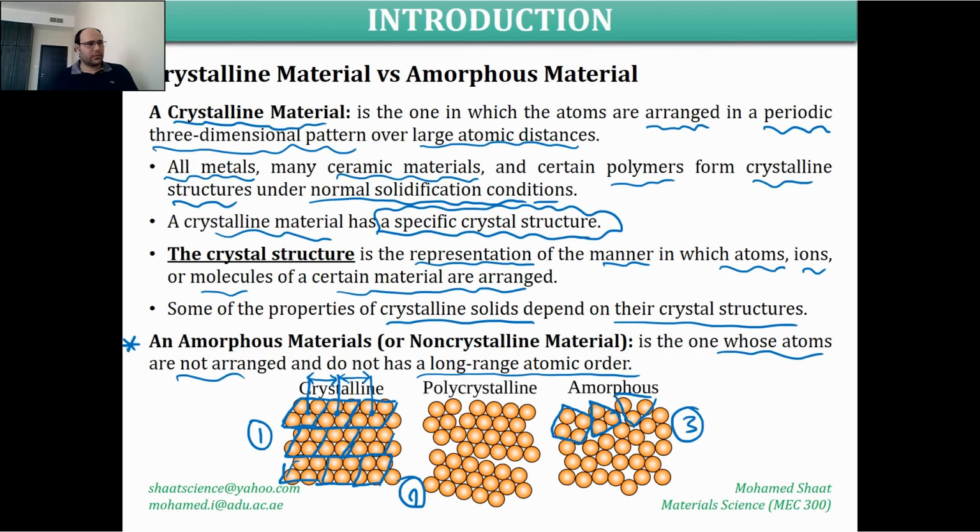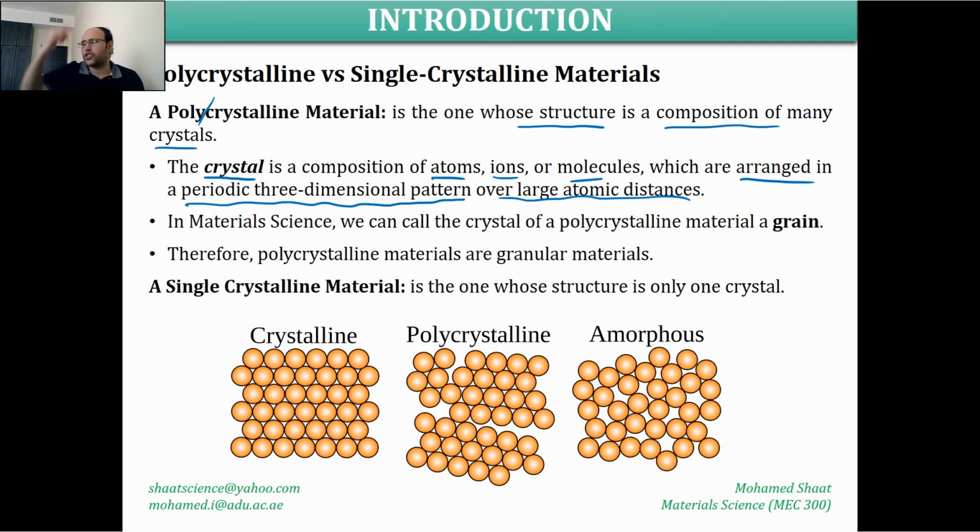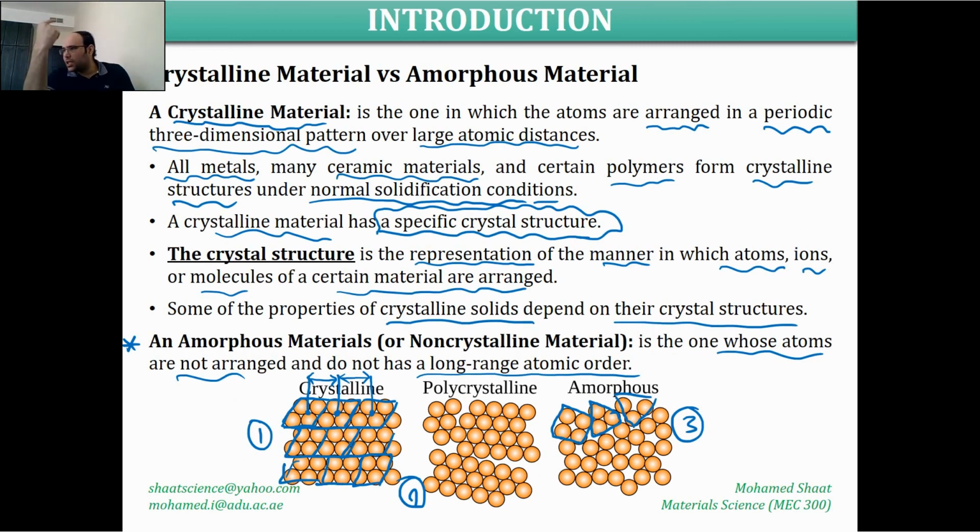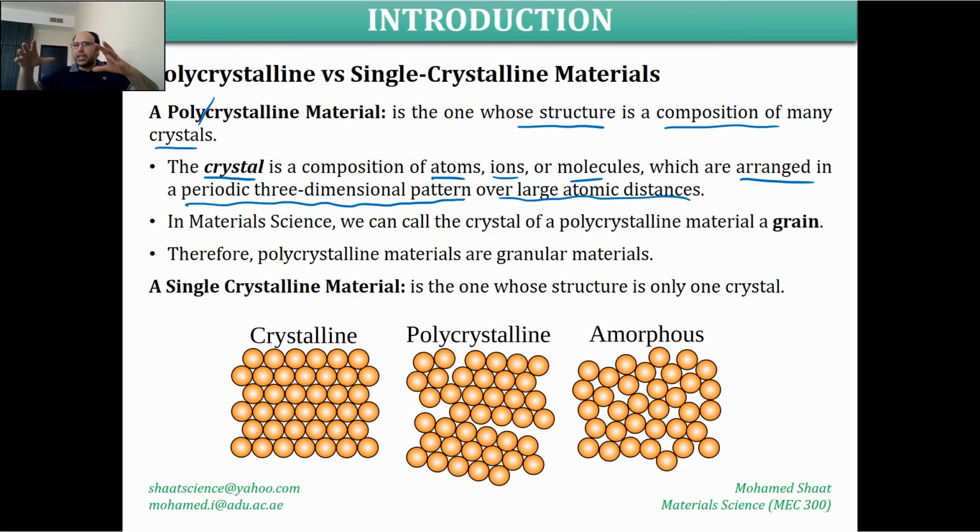Going back to this definition, we could say that a crystalline material is one whose atoms, ions, or molecules are arranged in a periodic three-dimensional pattern over large atomic distance. The same definition as a crystal. A crystal is already a crystalline material. One single crystal is a crystalline material. It has a certain periodic three-dimensional pattern. But you may have one crystal with a certain arrangement, with a certain three-dimensional periodic pattern, and another crystal with another three-dimensional periodic pattern, and another crystal that has yet another three-dimensional periodic pattern.